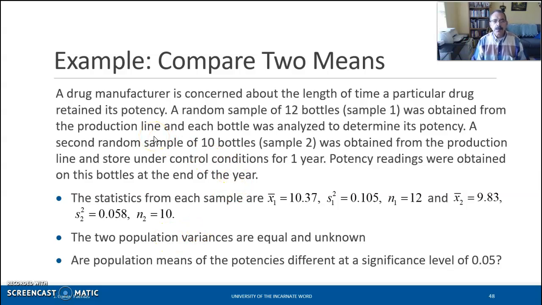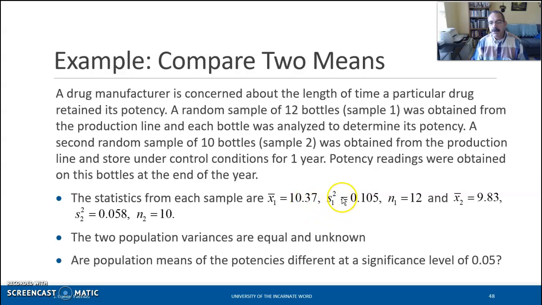To remind us of this problem, here we have a drug manufacturer that is concerned about the length of time a particular drug retains its potency. A random sample of 12 bottles are obtained from a production line, and each bottle was analyzed to determine its potency. A second random sample of 10 bottles was obtained from the production line and stored under controlled conditions for 1 year. Then potency readings were obtained on these bottles at the end of the year. The statistics obtained for each sample are here.